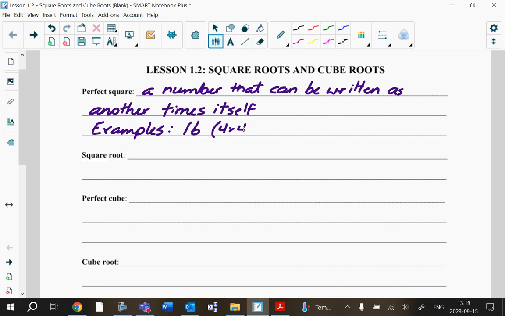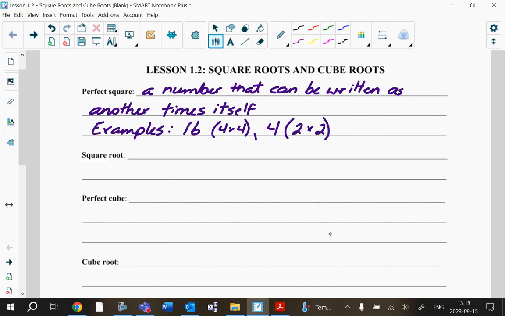Another one. Avery? Okay, let's see. Sorry? 27? That's a different type of number. It's not a perfect square. That's actually a perfect something else. We'll talk about that later. 4. Because 2 times 2. Notice I said it's a number. I never said it was a whole number.